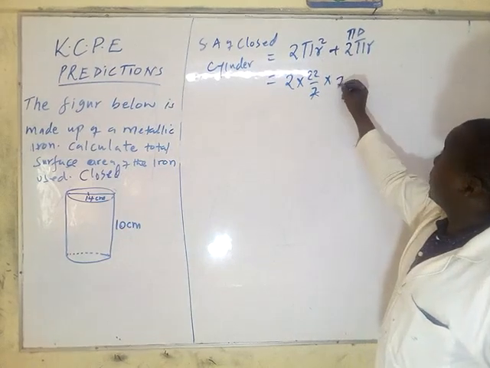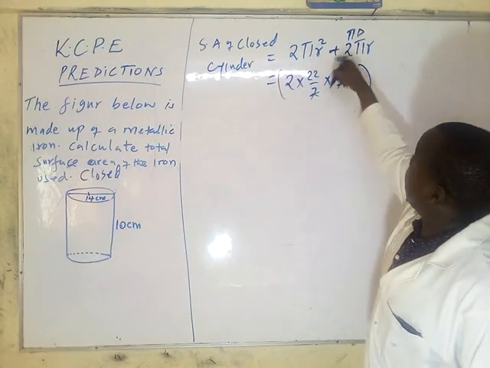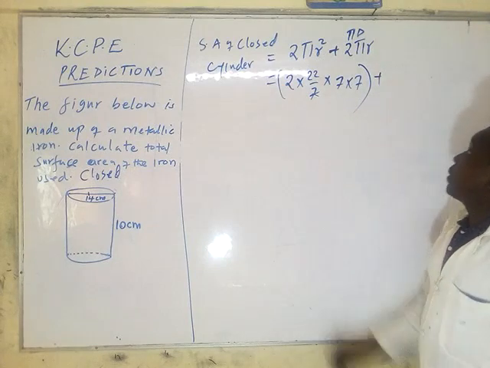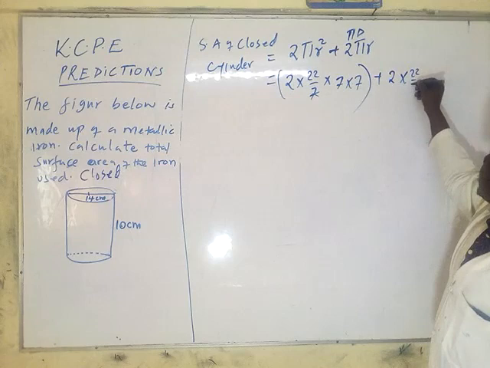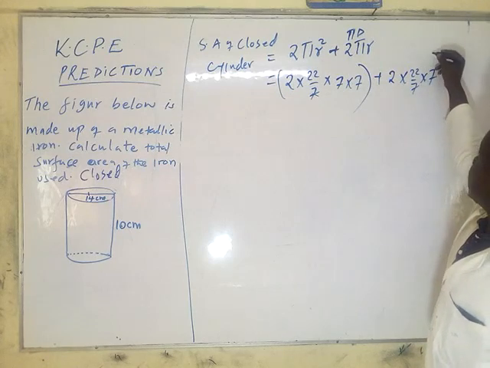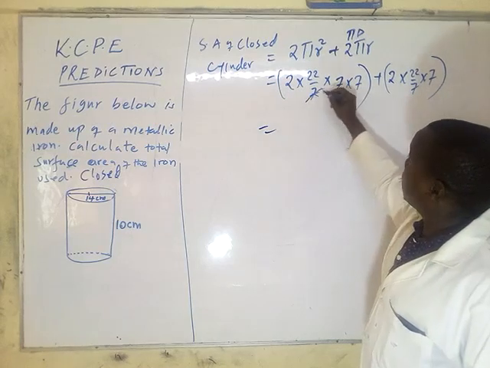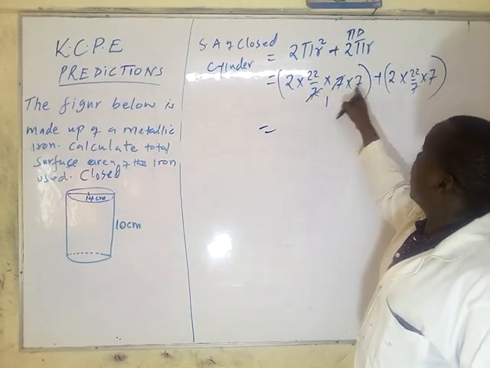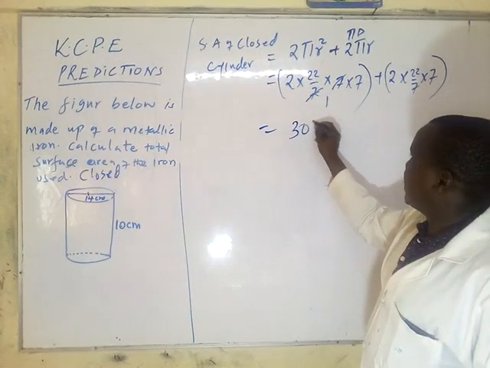So that is 7 times 7. We finish the first part and then plus 2 times 22/7 times 7, which is the radius, and that is the second part. Now this one goes here once. This one is 154. 154 times 2 is 308.